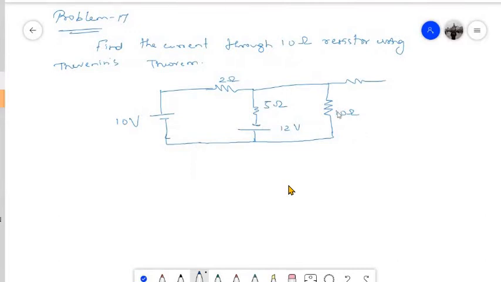That is, we need to have this VTH, that is nothing but the open circuit voltage across these terminals, in series with RTH. So when that is done, we will be able to see what is the current that is flowing through this 10 ohm resistance. And here we have 20 volt. Fine. So this is 1 ohm, 10 ohm, 5 ohm, 12 volt, 2 ohm, and 10 volt.